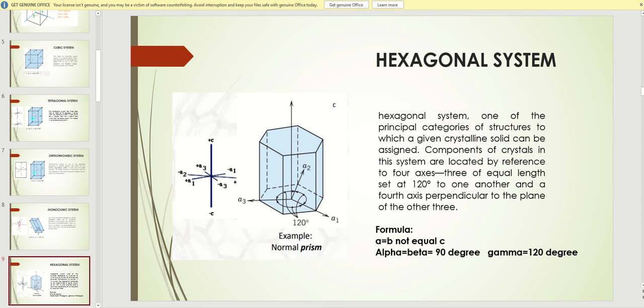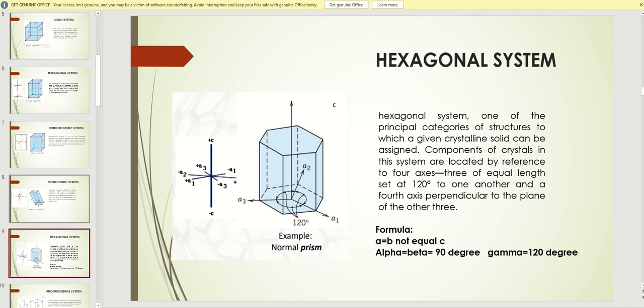Hexagonal system. It has 4 axes in which 3 axes follow the same plane and intersect at the axial cross at 120 degrees, where A equals B but they are not equal to C. The axial angles are alpha equals beta equals 90 degrees and gamma equals 120 degrees.